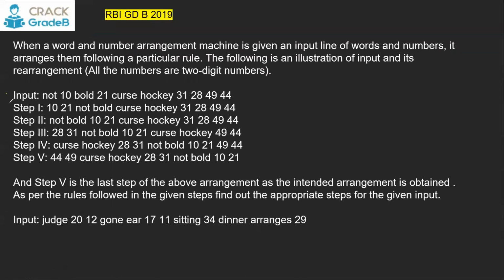What happens is, from input to step 1, in the first step, 10 and 21 both are coming in front. 10 also and 21 also. After that, there is not, bold, curse, hockey, 31, 28, 14 and 14. That means the other numbers are in their own places. That means 2 changes per step. 2 changes per step, 10 and 21. Now 10 and 21 are there. Not and bold, they come in their places. So not and bold.